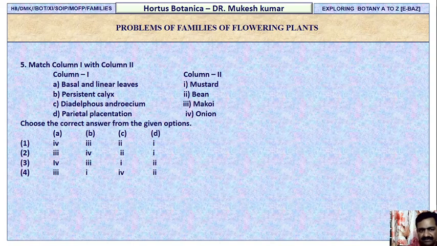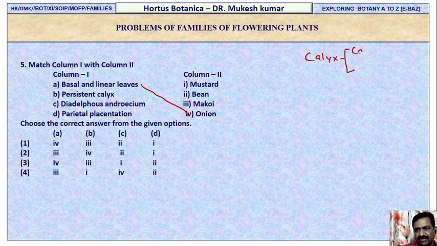Match the following column. Basal and nail layer. Who will tell? Yes, Liliaceae. Which one is Liliaceae? Yes, it is onion. Persistent calyx. Persistent calyx means, actually, we have calyx, and it is of 3 types.